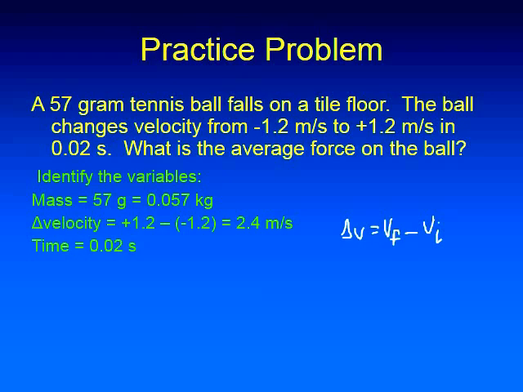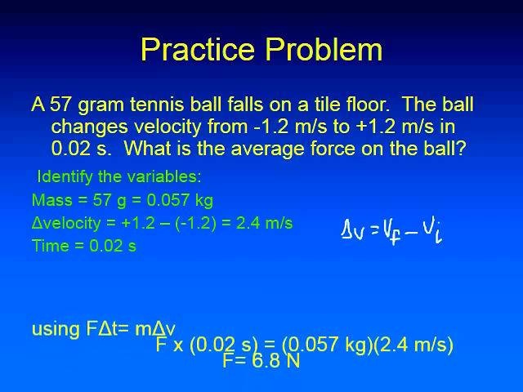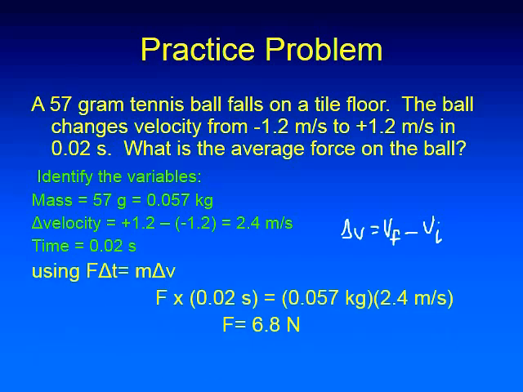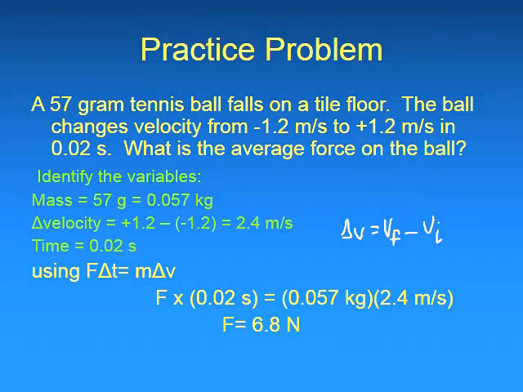Now, unlike in the previous example where time was not relevant to the equation, now it is. Okay, so now we must plug in the equation. So force times change in time equals mass times change in velocity. So force, by plugging in the numbers, force times 0.02 seconds equals 0.057 kilograms times 2.4 meters per second. So you rearrange the equation to find F, and you get F being 6.8 newtons. So hopefully you all got that right.